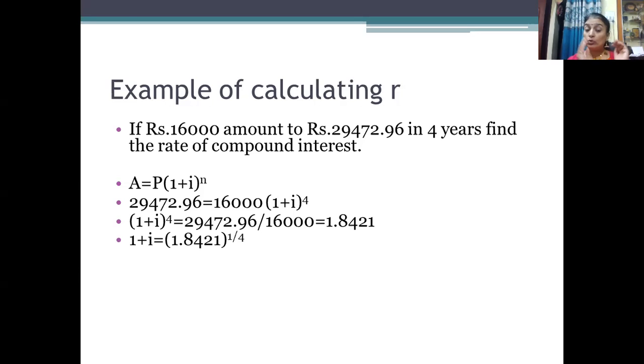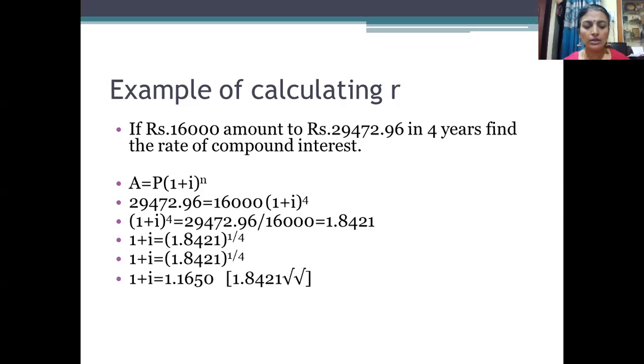Now, we have to remove this 4, that is, raised to the power of 4. What to do? To remove the 4, on both the sides, we have to multiply by 1 upon 4. Therefore, now the 4 is removed from one side and on the other side 1 upon 4 is left out. That is 1.8421 raised to the power of 1 upon 4. Now, how has it to be done? That is, 1 plus I is left out, and here 1.8421 raised to the power of 1 upon 4.